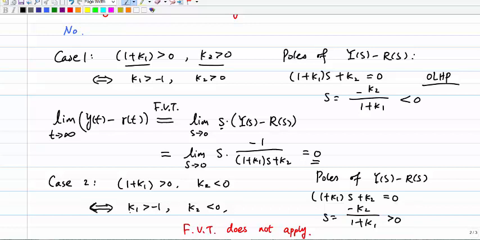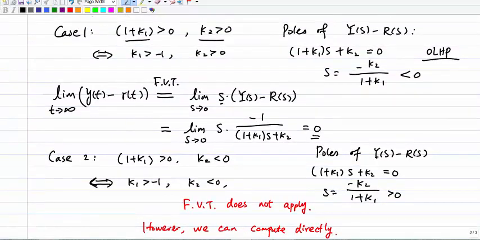Which means I have k1 is greater than -1 and k2 is less than 0. So again, we can compute the poles of Y(s) minus R(s). You follow the same approach. The pole will be again negative k2 divided by 1 plus k1. The difference here is because k2 is negative, the pole is positive. In this case, the final value theorem does not apply anymore.